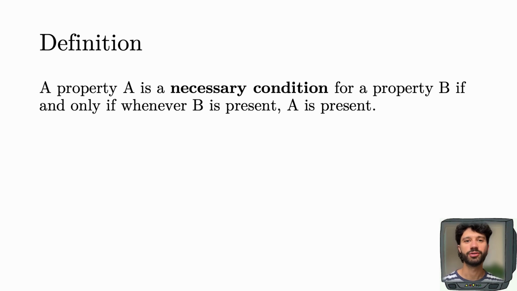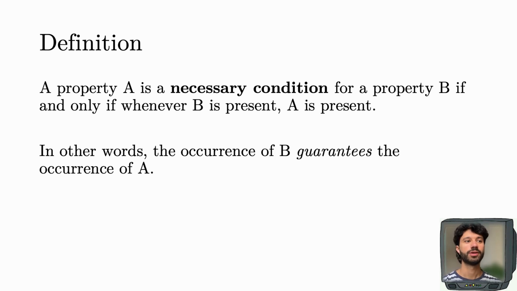Great. Let's move on now to necessary conditions and look at a definition. You always start with the definitions. So property A is a necessary condition for property B if and only if, whenever B is present, A is present. So you see that this is a sort of opposite of a sufficient condition. So in other words, the occurrence of B guarantees the occurrence of A. Remember that if A is a sufficient condition for B, then the occurrence of A guarantees the occurrence of B. But here, if A is a necessary condition for B, then the occurrence of B guarantees the occurrence of A.